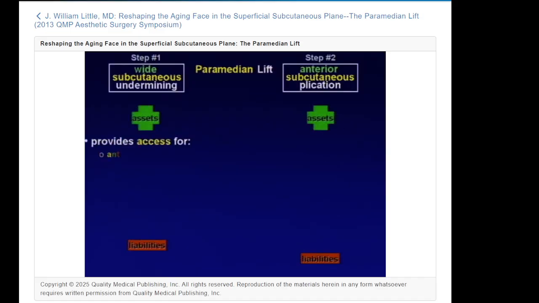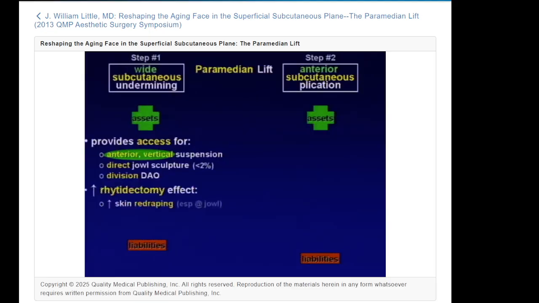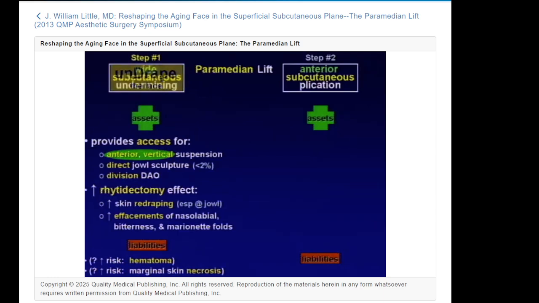Well, the undermining, what does it do? It provides access for the anterior vertical suspension, which can't be done otherwise, for reducing the jowl, which I do once in a blue moon, for division of the DAO, which I do in everybody. And it increases my rhytidectomy effect. It increases my skin redraping, especially in the jowl area, as Joel just testified to. It increases effacement of the nasolabial and marionette folds. Of course, there's a theoretical increased risk of hematoma and marginal necrosis, but I don't think these are practical concerns in experienced hands. What about the anterior plication part?